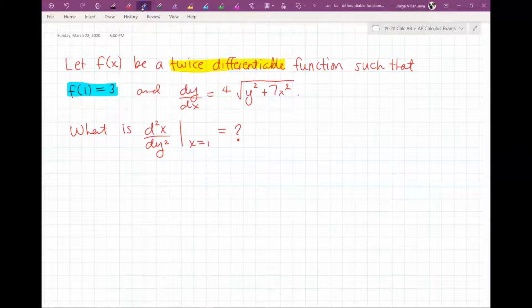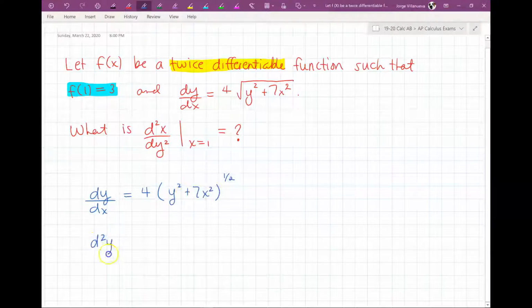All right, so here you go. So we start off with dy dx equal to 4, and instead of the square root, I'm going to put y squared plus 7x squared to the half. Now I'm going to start taking the second derivative, so d squared y dx squared. I think I just realized that I wrote this problem wrong up here. Sorry about that. Let me fix that. d squared y dx squared. So anyway, second derivative.